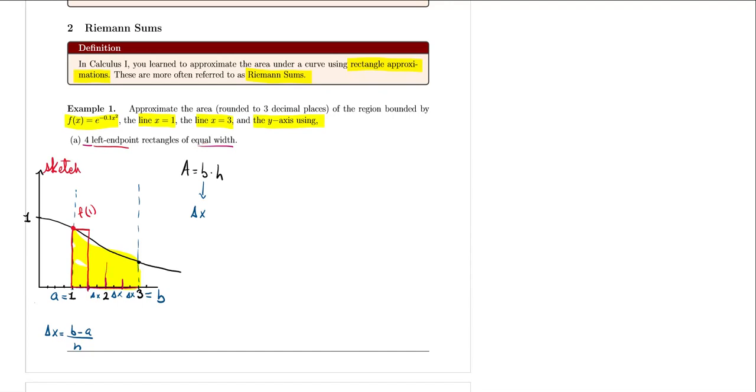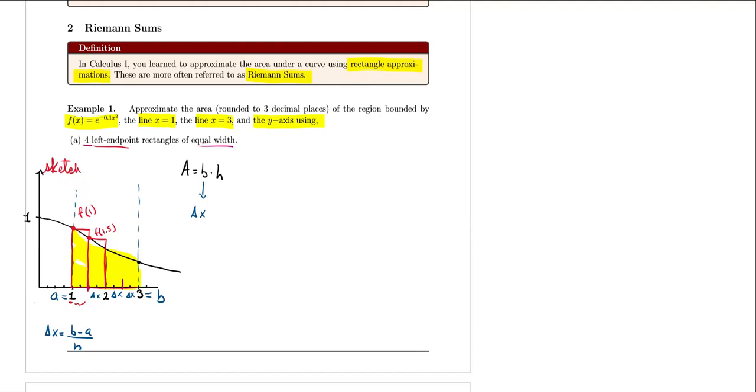Now for the second rectangle, you can see the rectangle right here. That's the second one. So how do we determine the height again? Well, we pick the left side of this rectangle right over here. So the height is given now by f of, well, which one is our x-coordinate? If we started at 1, and then we went a delta x of 0.5, this one here is going to be 1.5. That's giving us the height of our second rectangle.